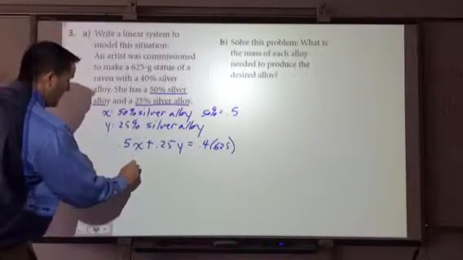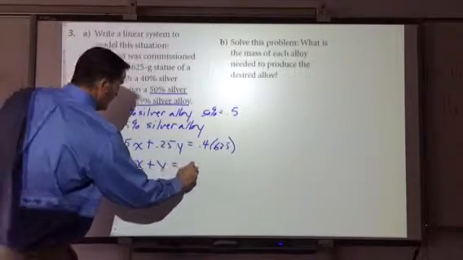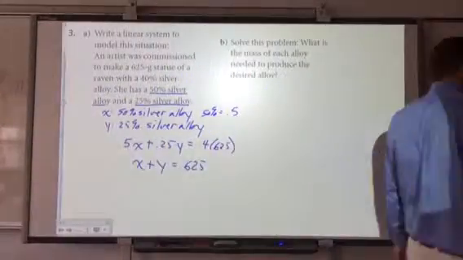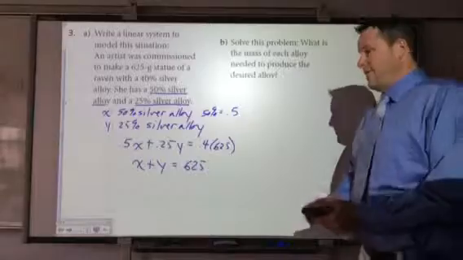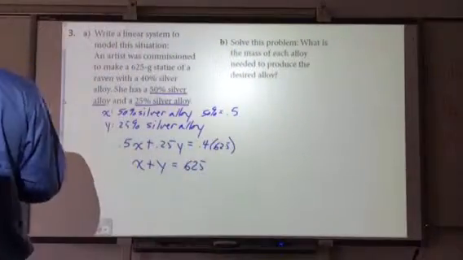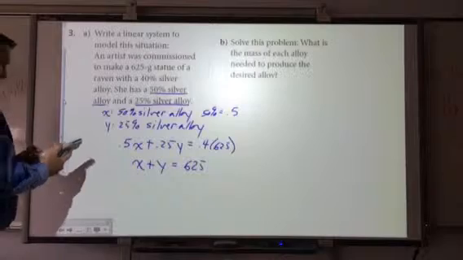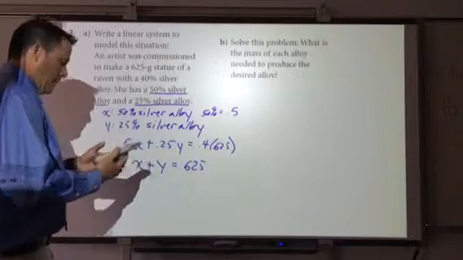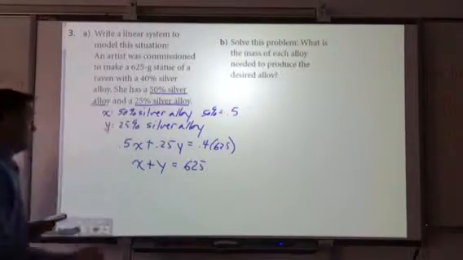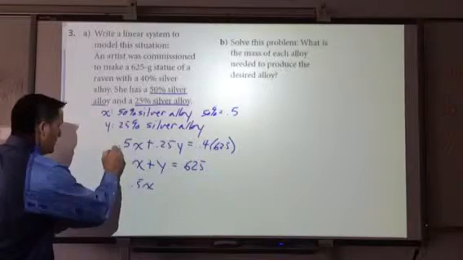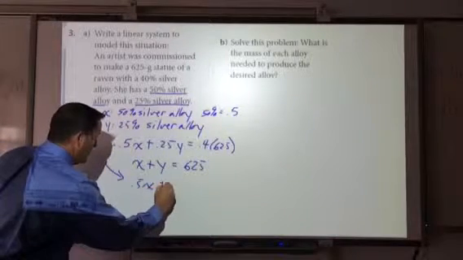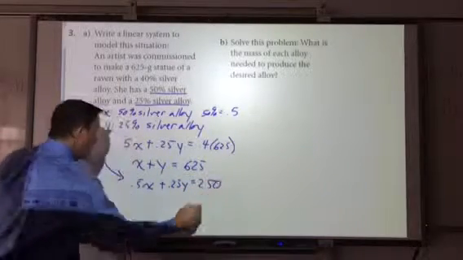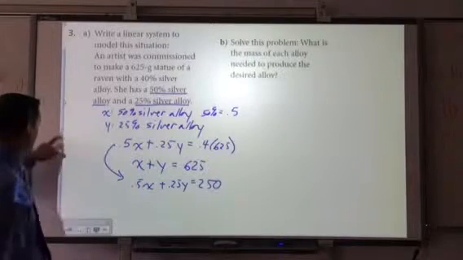Our other equation is going to be x plus y equals 625. So we've got to figure out what 40% of 625 is. 0.4 times 625. So this becomes 0.5x plus 0.25y equals 250. So that's nice and simple to work with.